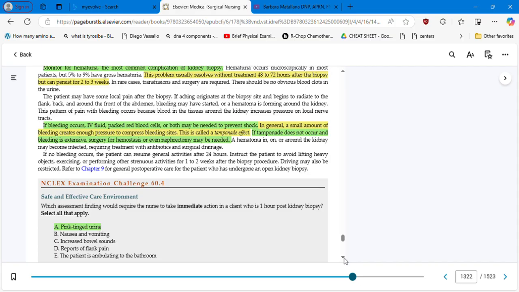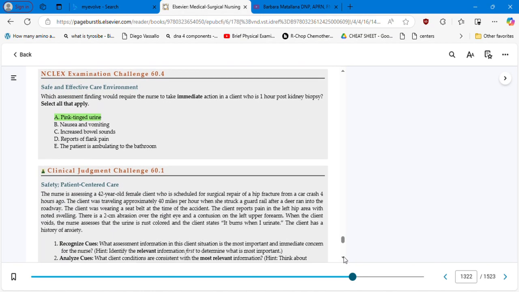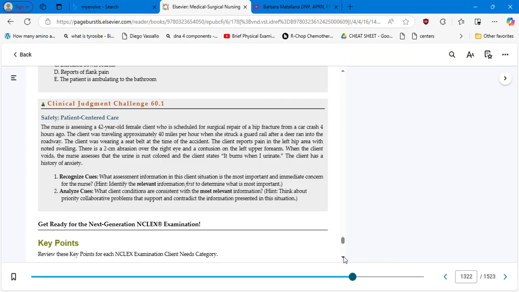Okay, if bleeding occurs, IV fluid, packed red blood cells, or both may be needed to prevent shock. In general, a small amount of bleeding creates enough pressure to compress bleeding sites. This is called the tamponade effect. If tamponade does not occur and bleeding is excessive, surgery for hemostasis or even nephrectomy may be needed. And these are extreme cases, but that's why you need to follow and you need to monitor.